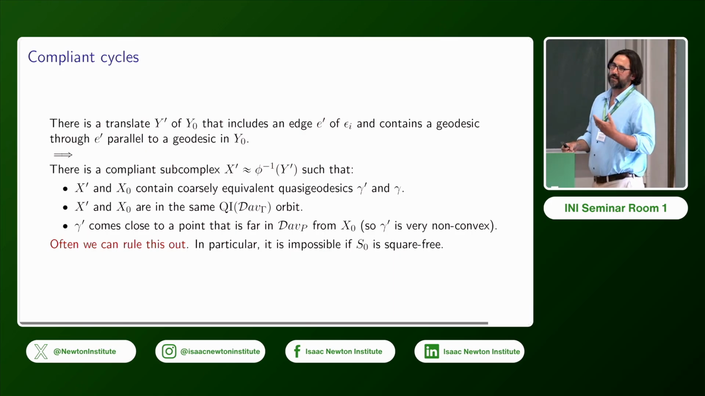And so now we want to say that somehow we can rule this out. There are different things you could try to rule out. You can try to rule out any of these three conditions, and there are different examples where we do that kind of stuff. But a nice one is if S0 of our compliant set is square free, that means X0 and X prime are hyperbolic. And if they're hyperbolic, they can't have these badly non-convex quasi-geodesics. So this is impossible if S0 was hyperbolic.